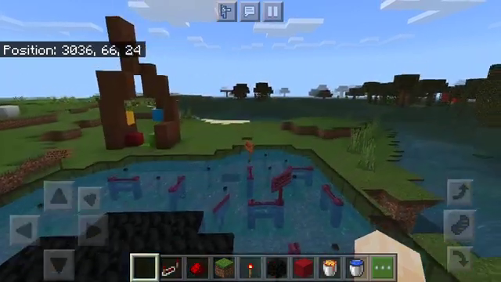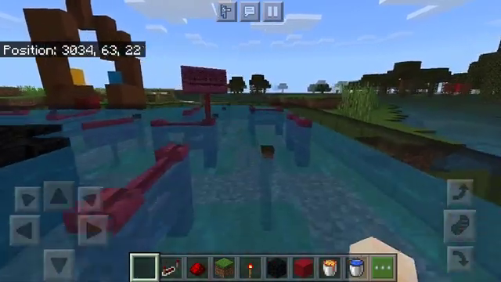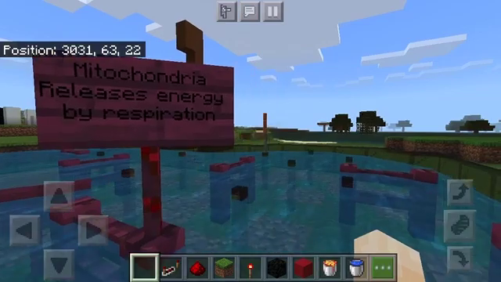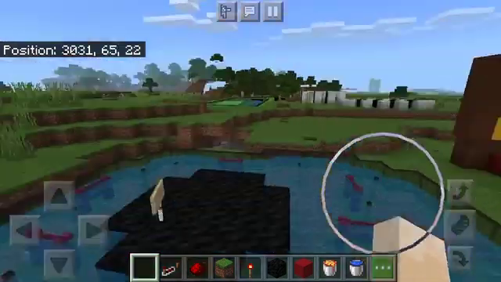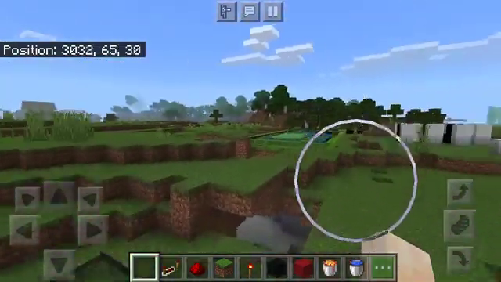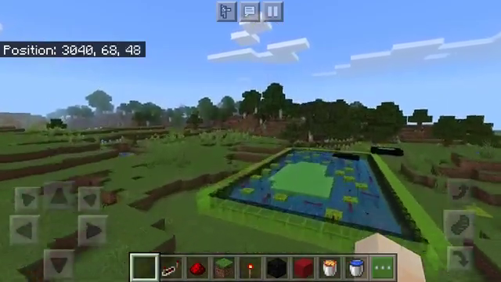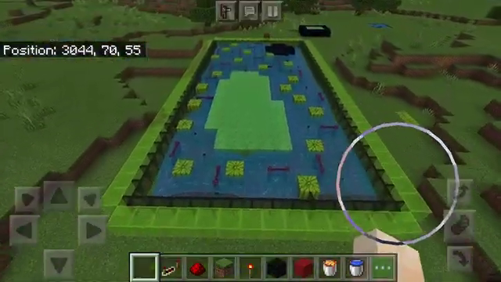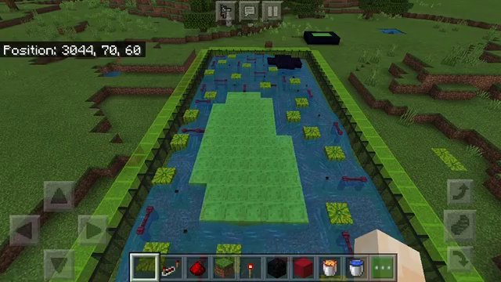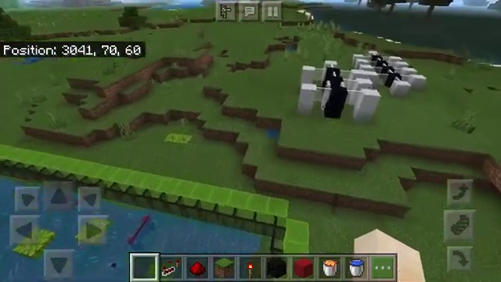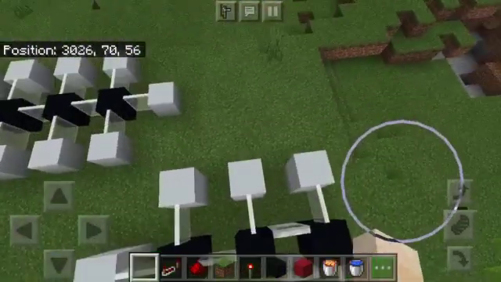You can see over here I've got another one, mitochondria, telling me about what mitochondria do: releases energy by respiration. That's my animal cell. Over here I've done a plant cell using some different things. I've used melons to represent the chloroplast, slime blocks for the cytoplasm, and some green glass to represent the cell wall around it. Over here I've built a few chemical molecules.